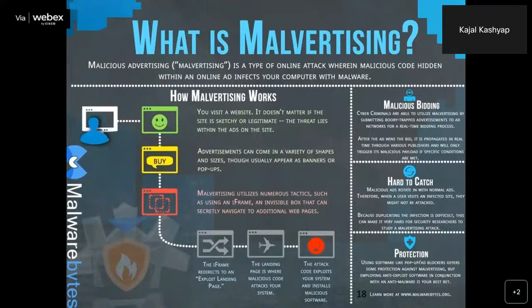So here you can see how malvertising works. You visit a website, and it does not matter if the site is sketchy or legitimate, the threat lies within the ad on the site. Once you find that advertisement very catchy, you will try to click. Advertisements can come in a variety of shapes and sizes, though usually they appear as banners or pop-ups. Malvertising utilizes numerous tactics, such as using an iframe, an invisible box that can secretly navigate to additional web pages.